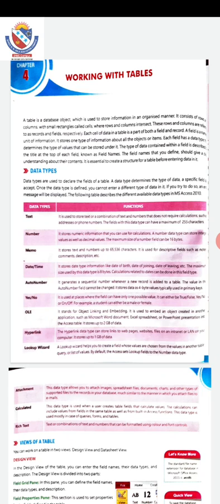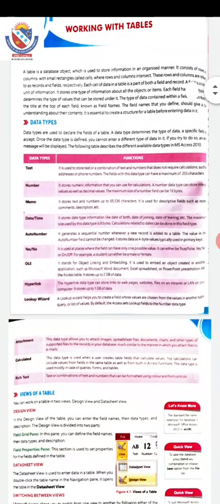Next, number. It stores numerical information that you can use for calculation. A number data type can store integer values as well as decimal values. The maximum size of a number data type can be 16 bytes. For example, your age, your roll number, your weight. You can select these fields as number.